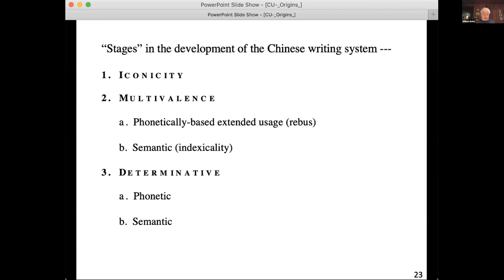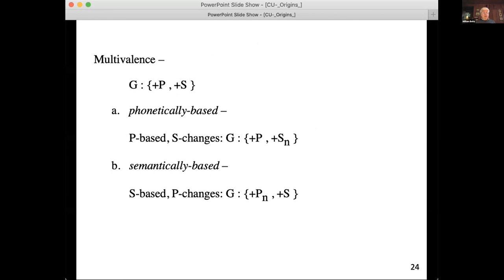What does this brief sketch of the development of Chinese writing tell us about the matter of stimulus diffusion and the possibility that it explains the origin of Chinese writing? The answer lies with the step that we called multivalence. Phonetically based multivalence is always possible throughout the life of characters and of the writing system.